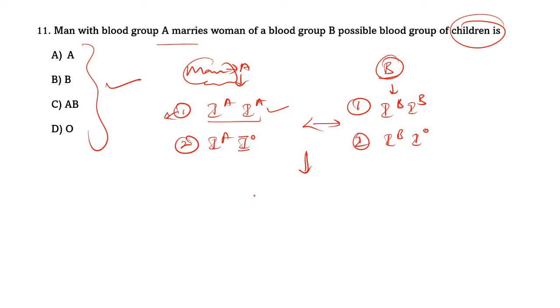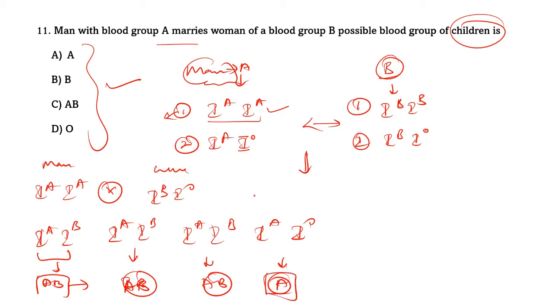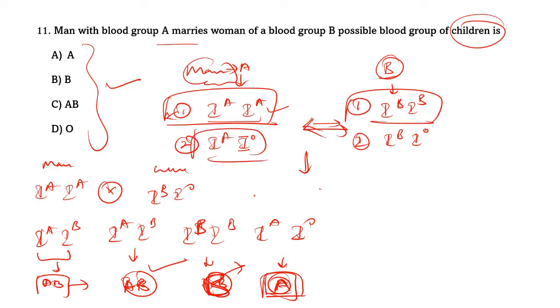For example, let us take the first one. If it is IAIA in the man, and in the woman IBIO, we will get these 4 different combinations. It can be A B, that is AB blood group, or again AB blood group. Thirdly it is AB again, fourth it is A blood group. I think the third one is BB here, so it is B. So from the first cross it can be A blood group, B blood group, or AB blood group. This is a possibility from the first one. If you work out all the other allele combinations, there is a possibility of getting A, B, AB or O.